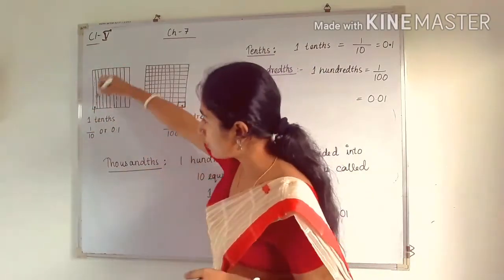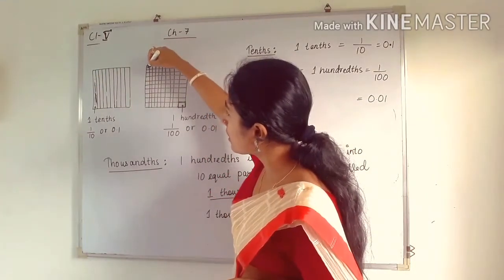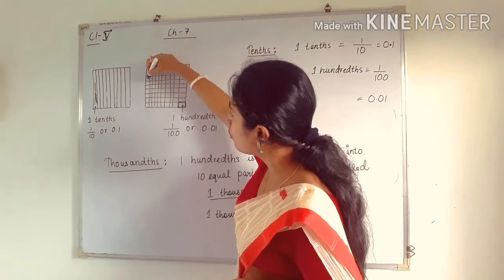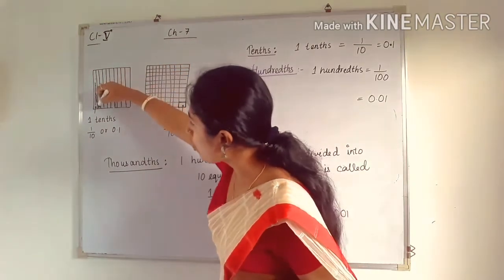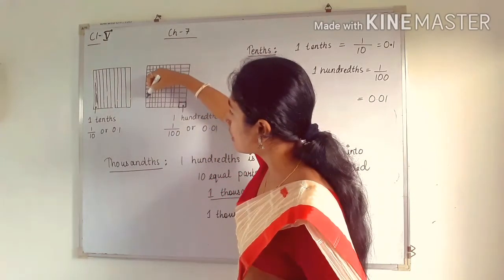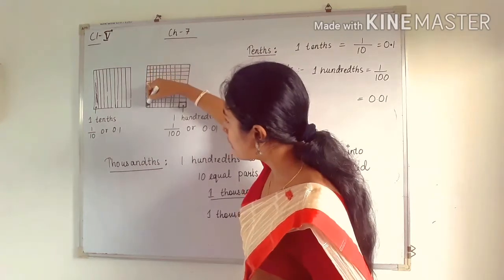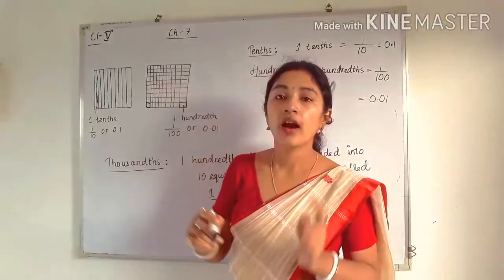if I further divide this 1/10, which one is 1/10? This one is 1/10. If I divide it further into 10 equal parts, 1, 2, 3, 4, 5, 6, 7, 8, 9, 10, that means this small rectangle I have again divided into 10 equal parts. Now each part, this small box, is called 1/100.